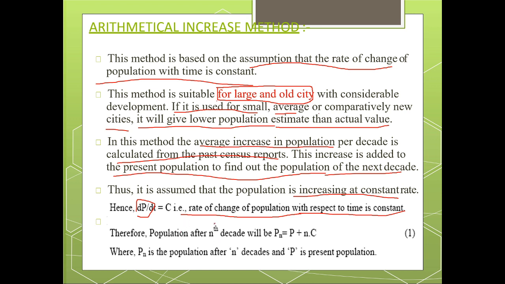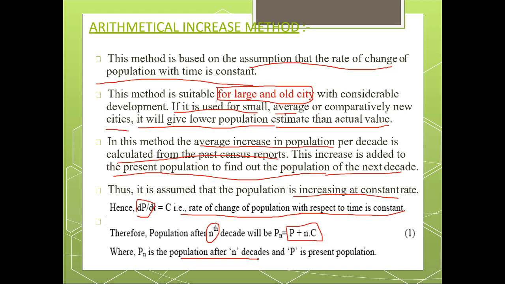Therefore, after the nth decade, suppose n means fifth, or after 2 decades or 3 decades, the population will be Pn equal to P plus n into c. Here Pn is nothing but the population after the nth decade.